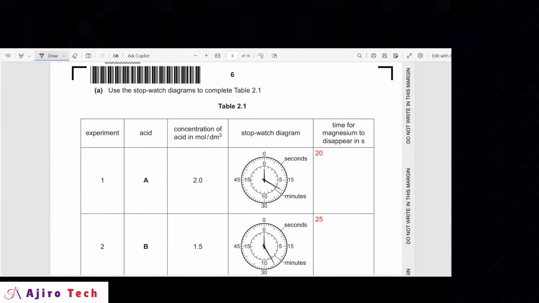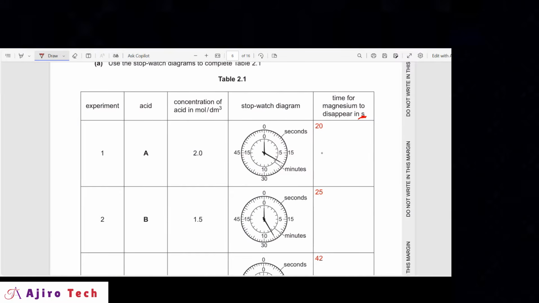You were already told that the outer circle represents seconds, and that the value must be in seconds. By the time you read this, you see that each of these lines simply represents 1 second. So it's like 1, 2, 3, like that. You keep on counting the lines, and by the time you do that, we have 20 seconds here. By the time you do that for this, you also have 25 seconds here.